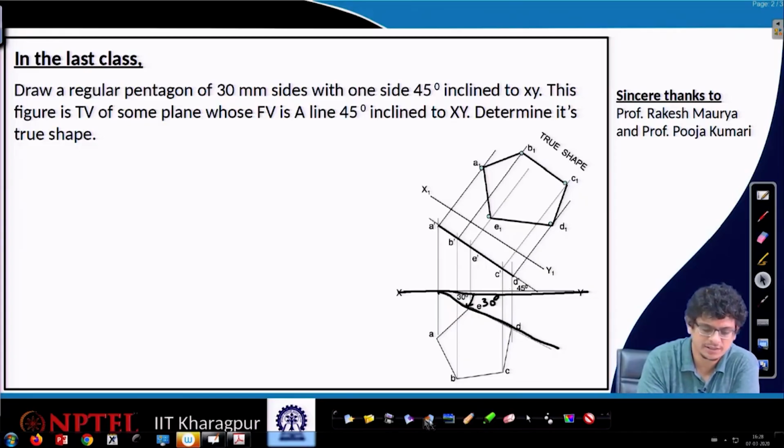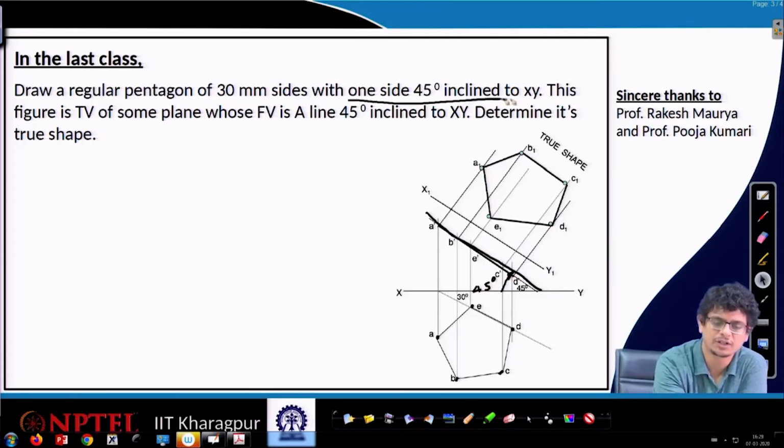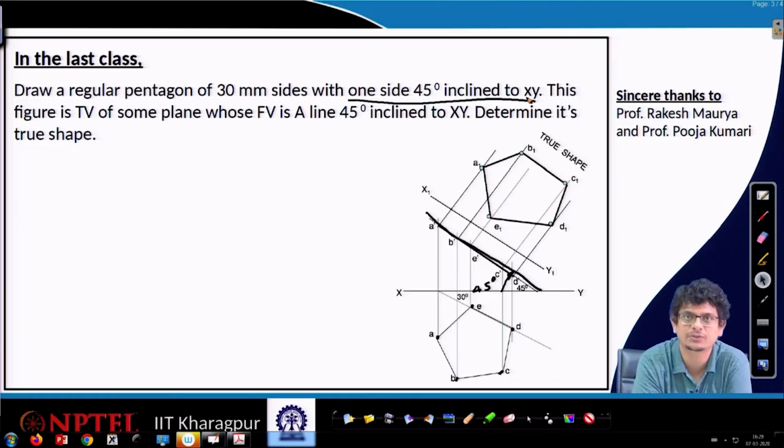After that, we projected these points A, E, D, C and B all the way into that front view, where the front view is making an angle of 45 degrees, because one of the sides is 45 degrees inclined to this xy axis.